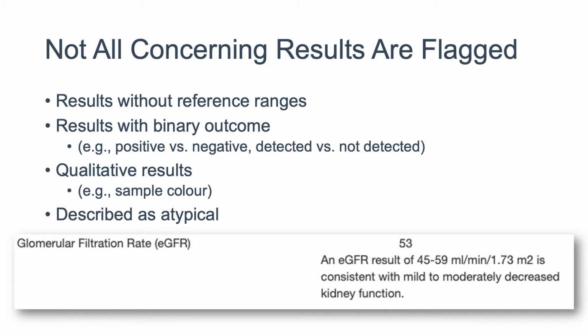Although flags are undoubtedly beneficial for highlighting abnormal results, some results may not include reference ranges and therefore cannot be flagged even if they warrant attention. For example, tests with a binary outcome, such as positive or negative, or a qualitative description might not be flagged regardless of whether the outcome is atypical or typical.